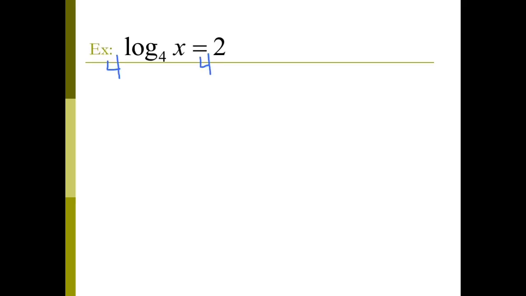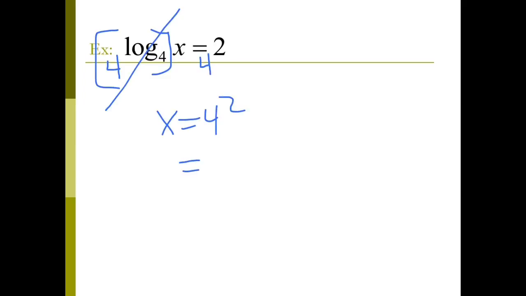So I'm trying to make the inverse relationship happen here. But whatever we do to one side, we have to do to the other side. Alright, so noticing that I have my inverse relationship here, they're going to cancel out. I'll be left with just the x. And that equals 4 squared, which you guys do know is 16.